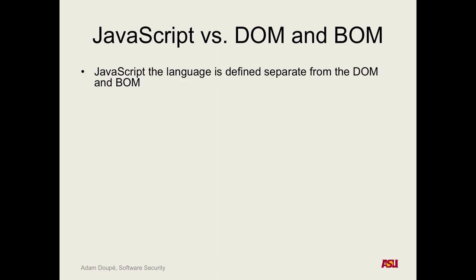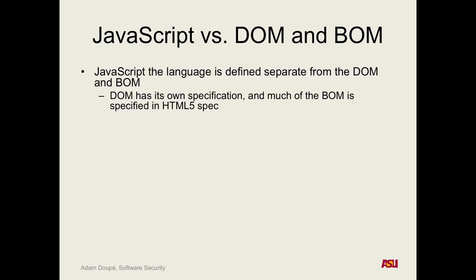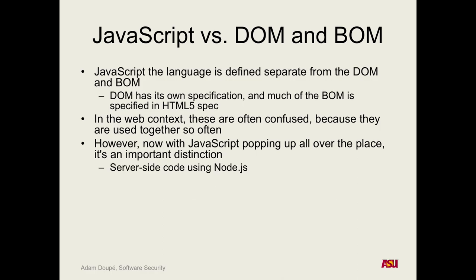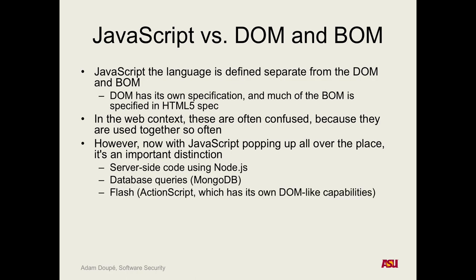So, like I said, JavaScript is separate from the document object model and the browser object model. Not only do you have JavaScript showing up in server-side code, you have JavaScript showing up in querying NoSQL databases like MongoDB, so instead of writing SQL, you're writing JavaScript code. In Flash, Adobe's ActionScript is basically JavaScript with DOM-like stuff. You can use it in Java applications, Windows applications, even the Universal Windows Platform in Windows 10. You can write apps that run on mobile, desktop and tablets, all using just one app coded in JavaScript, which is pretty cool.